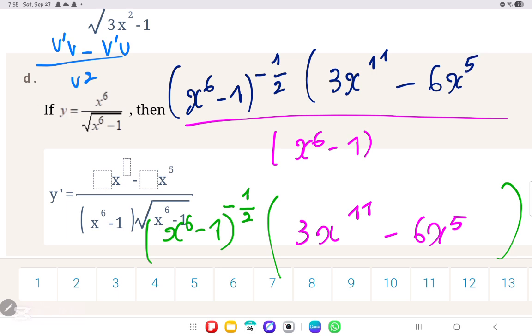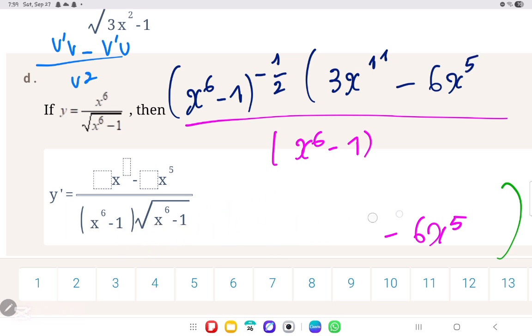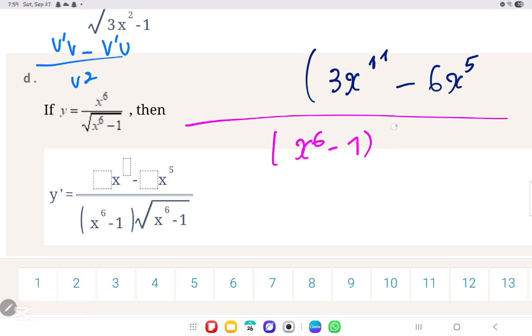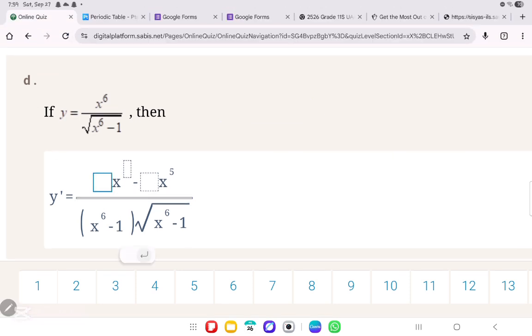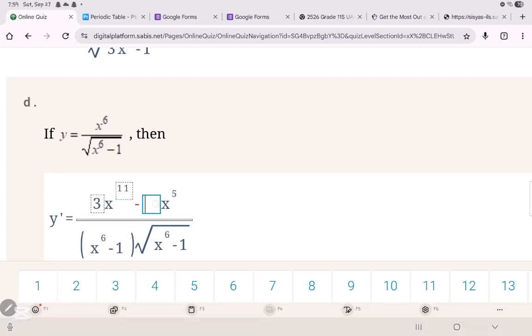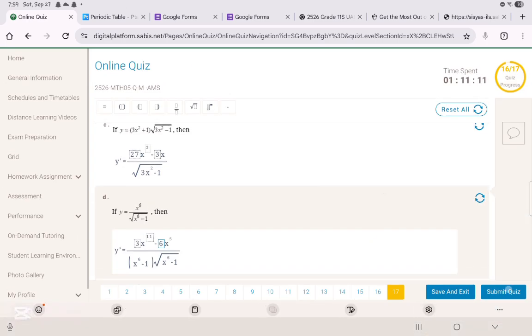Remember, we do not like to see any negative exponents. So we need to bring it down, okay? So when we bring it down, it's going to be x^6 minus 1 to the power of 1 over 2. And then we can change 1 over 2 into what? Into a radical. So this is our final answer. 3x^11 minus 6x^5 over x to the power of 6 minus 1 times radical x^6 minus 1. So 3x^11 minus 6x^5. Let's submit and hopefully we do not have any mistakes.